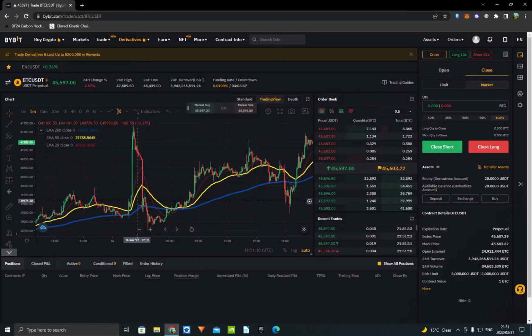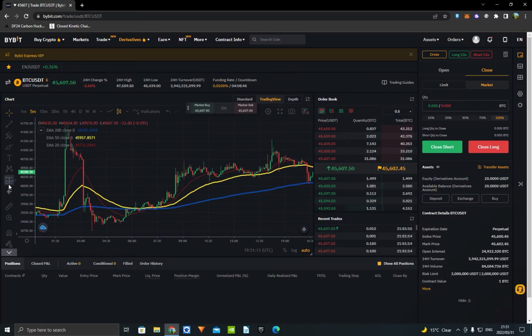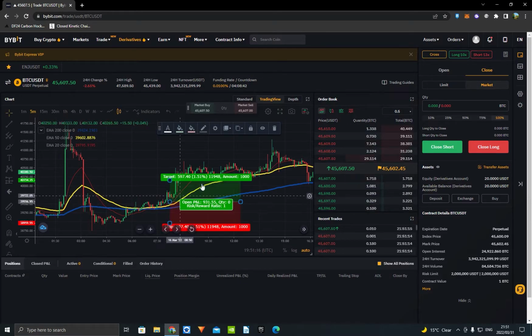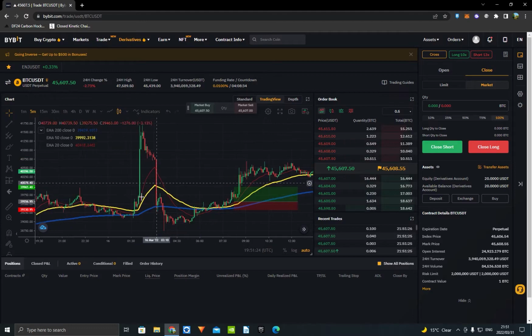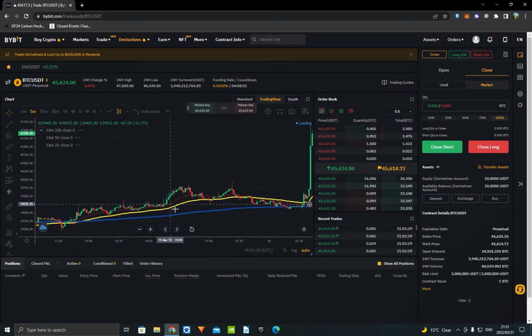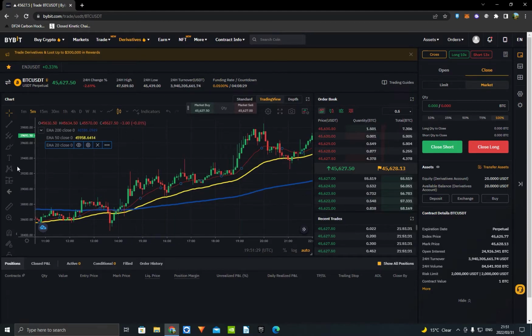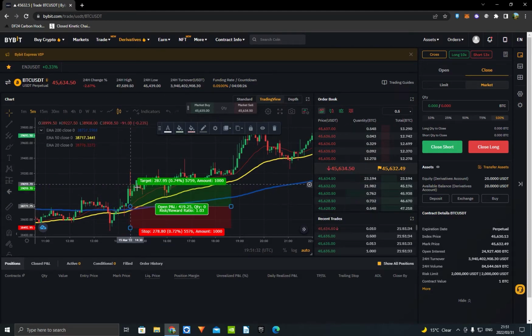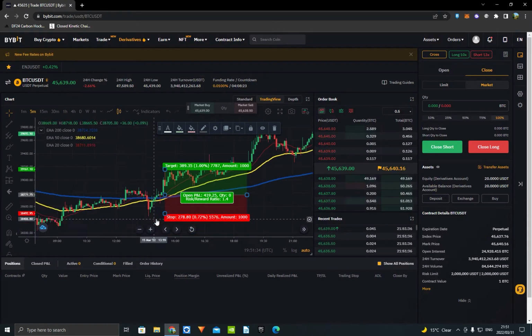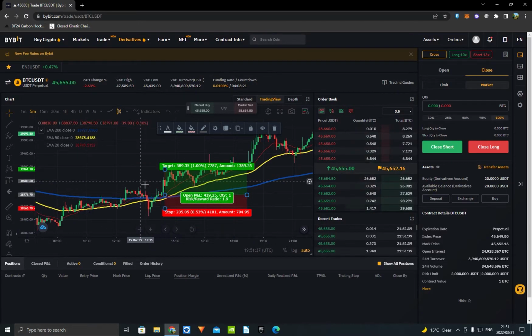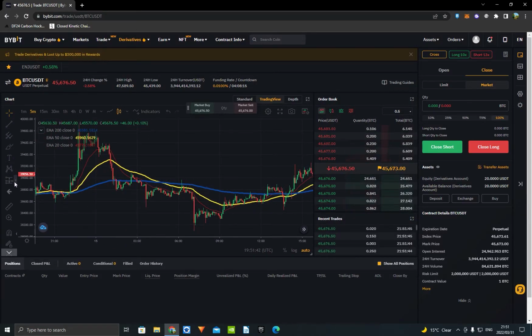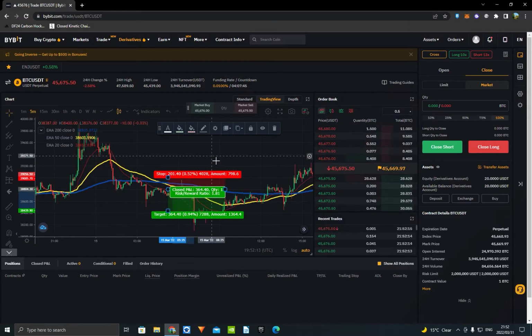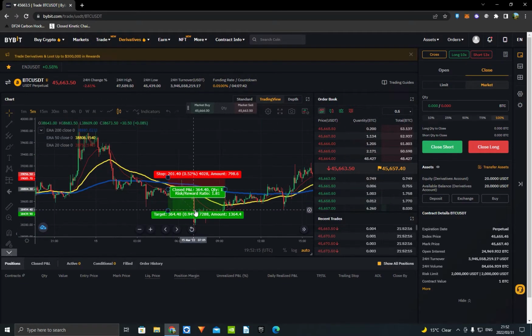As you can see, right here would have been an entry for us, so we would have entered right there when it crossed, take profit at 1%, and stop loss at 0.5%, and this would have been a winning trade. Now let's look for another one right here, another entry for us. As you can see, it crossed, entry right there, and take profit at 1%, and stop loss at 0.5%. So another easy win for us. Now let's look at this short position right here. You would have entered right there, and this would also have been a winning trade.